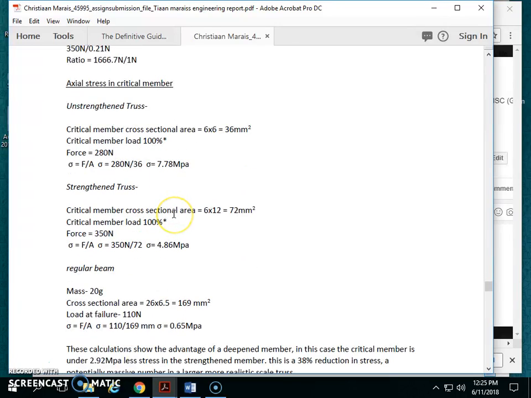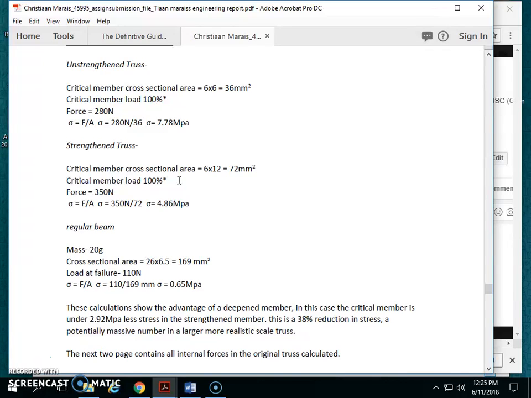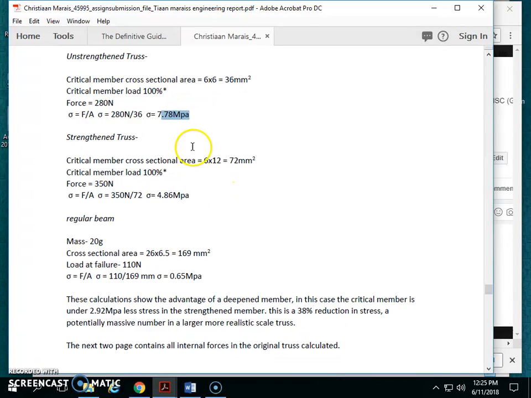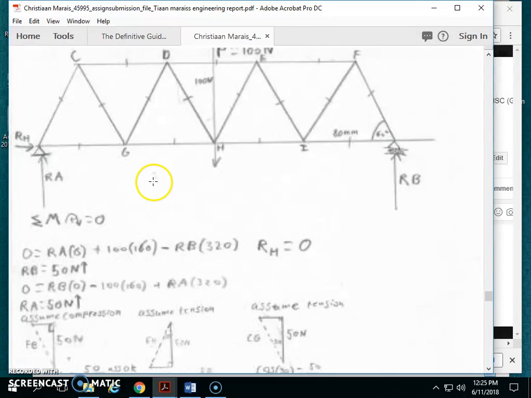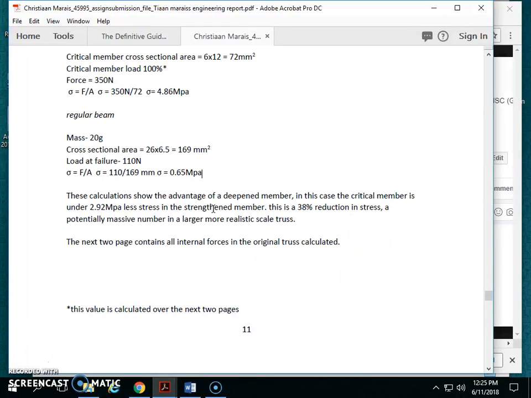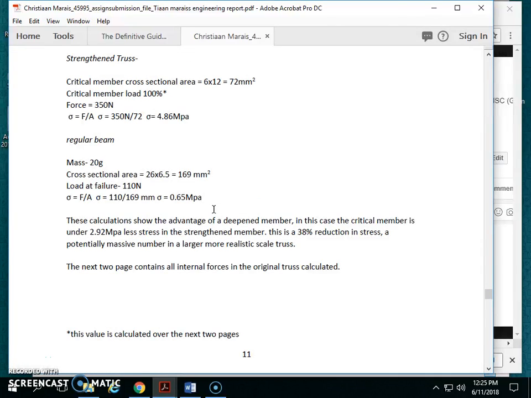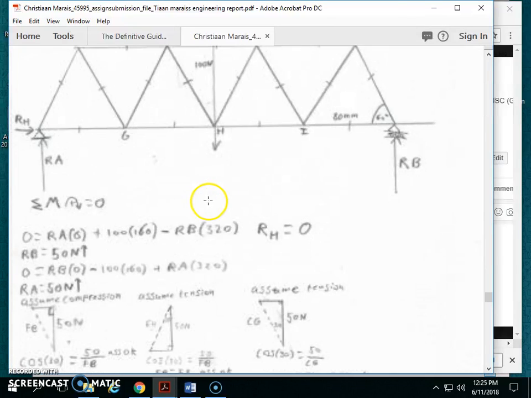Okay, axial stress in the critical members. So what they've done is they've found out which section was the weakest section, and they've figured out the stress in that section. In the strengthened truss and in the unstrengthened truss, they figured out the maximum stress that they found. They compared that to if they just used a beam. So we tested a beam. Everyone in class tested a beam, and we compared that as our baseline to say, was our stress? Did we have more stress or less stress? Was it more efficient or less efficient?